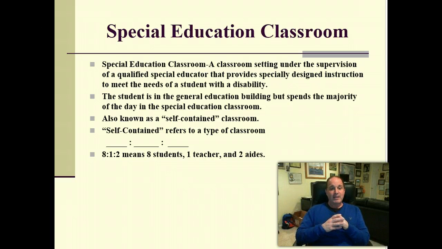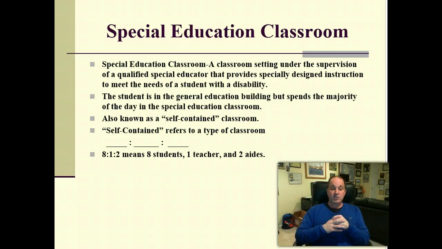So for example, if you saw in a child's IEP that the child was in a special education classroom and it was an 8:1:2, that means there can be a maximum of 8 students in the class, there's one teacher in the class, and there are 2 aides. So again, the first number represents the maximum number of students within the class. The second number represents the number of teachers in the class. And the third number represents the number of aides or support staff within the class.